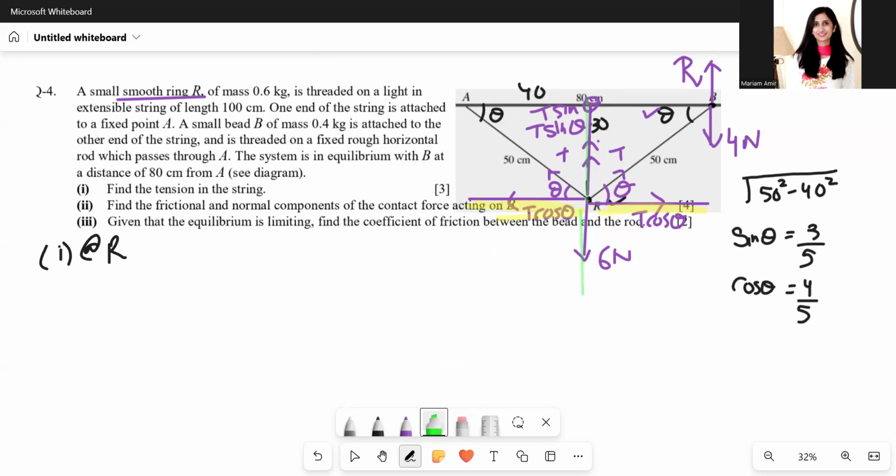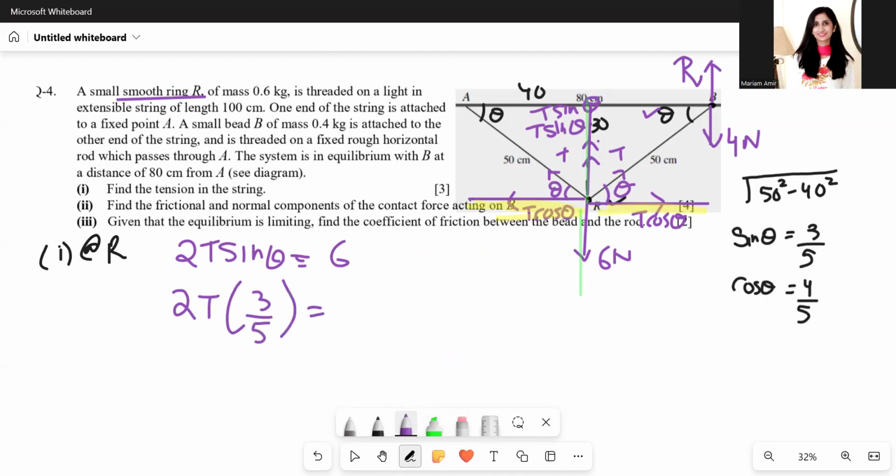Now, equate these forces. So this would be 2T sine theta upwards is equal to 6 newtons downwards. So 2T times 3 by 5 is equal to 6, which gives us T is equal to 6 times 5 divided by 6, so it's just 5 newtons. Tension is 5 newtons. Okay. Find the friction and the normal component of the contact forces acting on B.